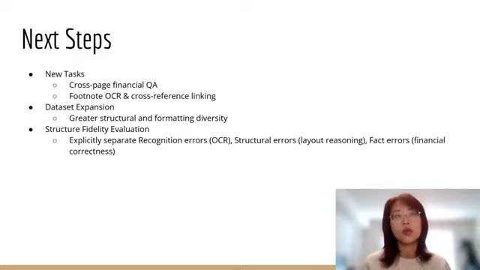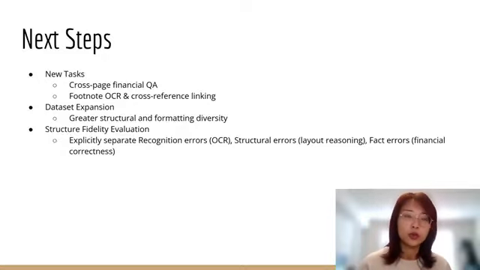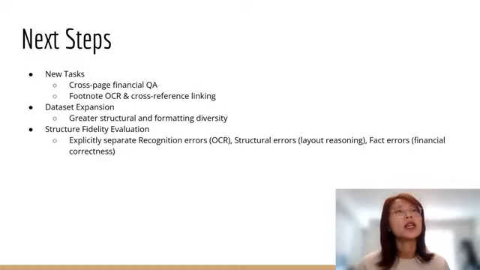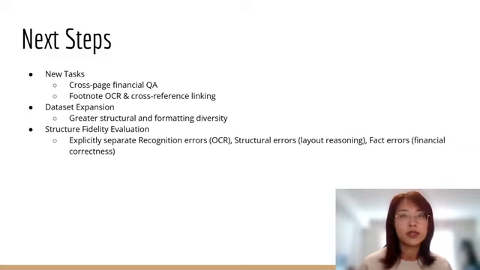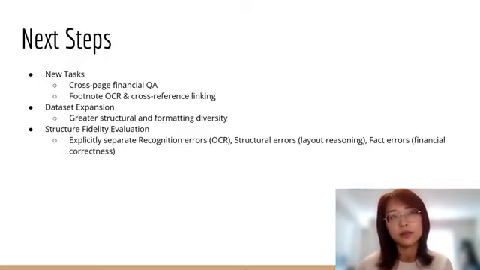So we also want to make sure that the footnote is properly captured, and that it can be correctly linked back to the main text. And we are doing dataset expansion both horizontally and vertically. Like we just discussed, we have already done 2 batches of dataset or annotation expansion. Next we will do continual expansion. And we also want more structural and formatting diversity for the financial documents that we are collecting.